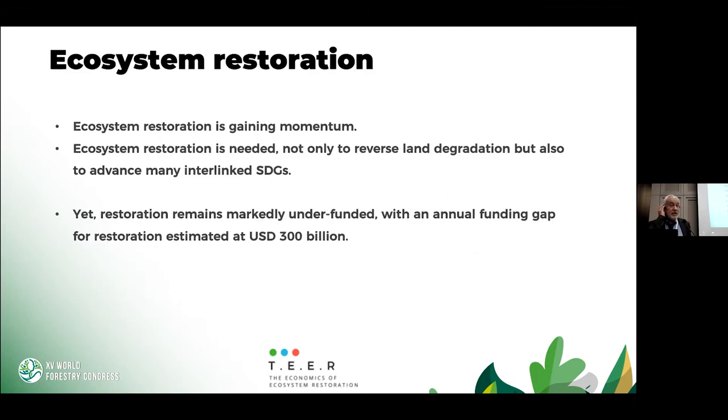Next slide, please. So the impacts of land degradation are huge, including environmentally, economically, and socially. This is why there is more and more interest in ecosystem restoration, not only from governments and public actors, but also sustainable finance could be interested in projects. And ecosystem restoration, to a great extent, is contributing to so many of the sustainable development goals: biodiversity, climate change, economic and social. However, it is markedly underfunded, with a funding gap that has been estimated at $300 billion per year. Next slide, please.